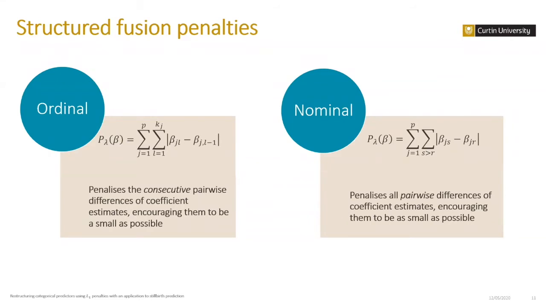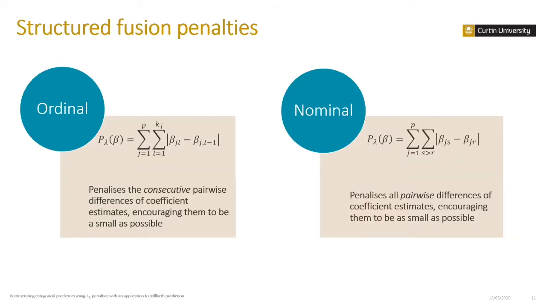So the penalties use L1 norms, but with slightly differing structures within the norm. The ordinal penalty accounts for the fact that you have that organized relationship between the levels. So what we do is we penalize the consecutive pairwise differences of coefficient estimates, encouraging them to be as small as possible. To make the difference as small as possible, what ends up happening is it shrinks to 0 and those levels merge together to form, I guess, a combined level.